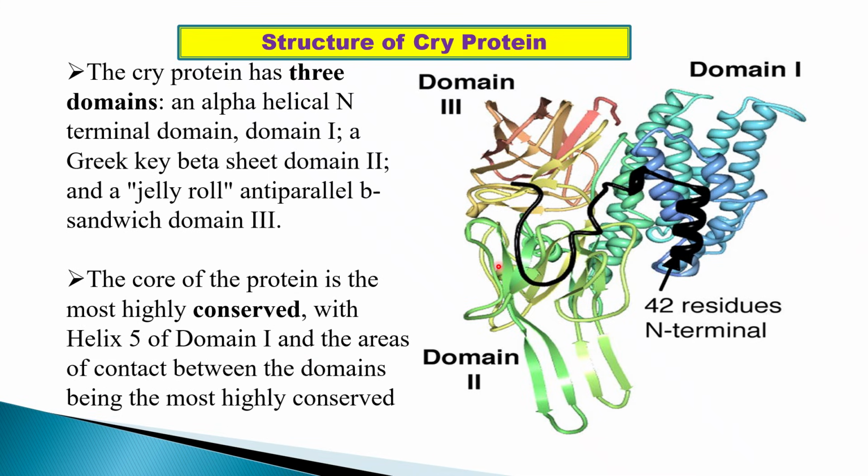These three domains are conserved in all types of Cry protein. The structure can vary a little, like in Cry1Av some components are different, but the domains will be fixed. The core of the protein is the most highly conserved, with helix 5 of domain one, and the areas of contact between the domains being the most highly conserved.